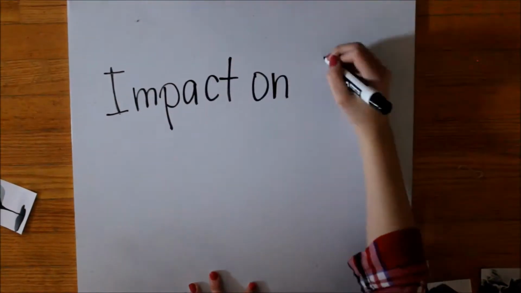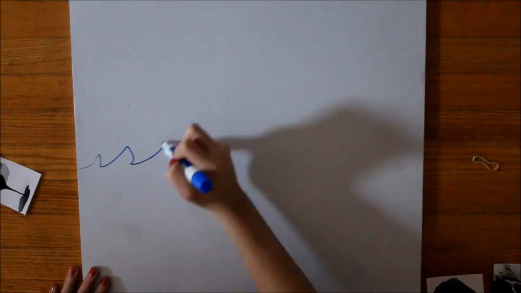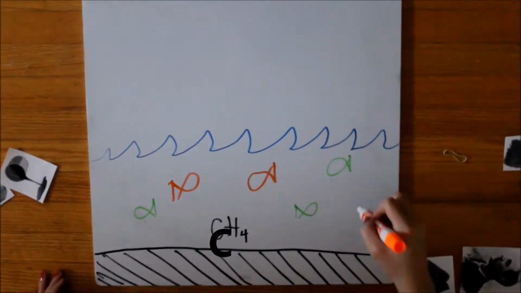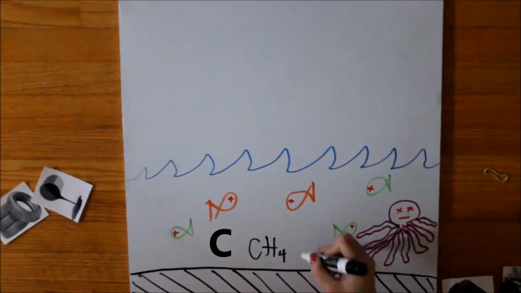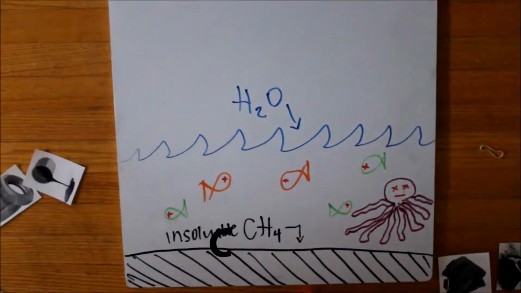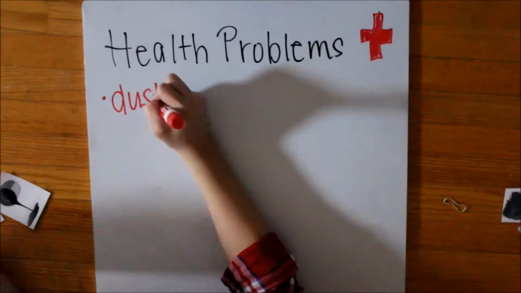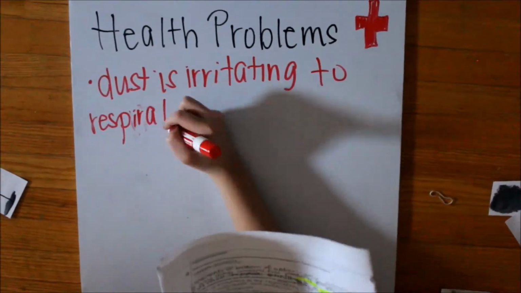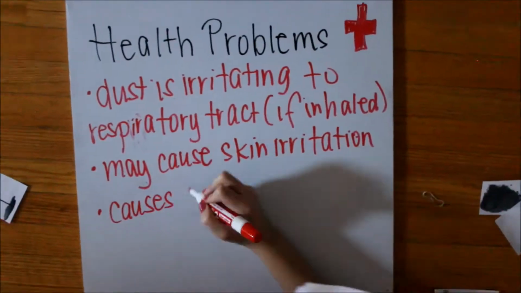Impact on the environment. The impact would be negative because if carbon black were released into the water, it would eventually sink to the bottom as a sediment because of its insolubility. This would affect the water life and the sea, such as the fish and the octopus. Effects on the health. It can cause eye and skin irritation. If the dust is inhaled, it will irritate the respiratory tract and can also cause gastrointestinal irritation.